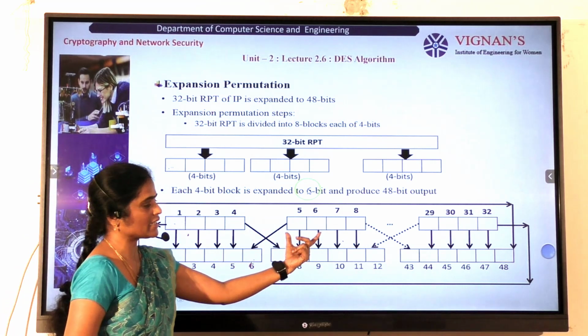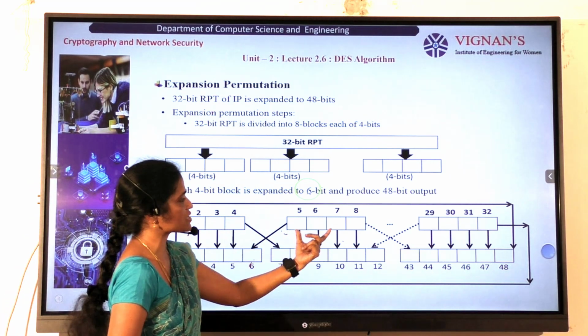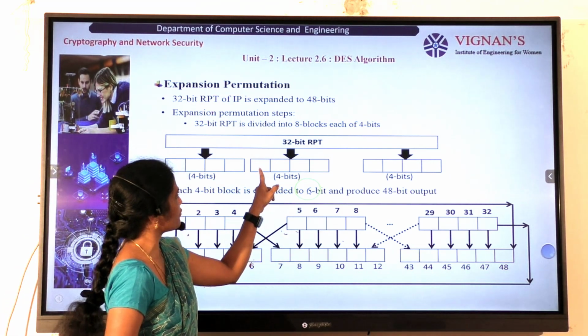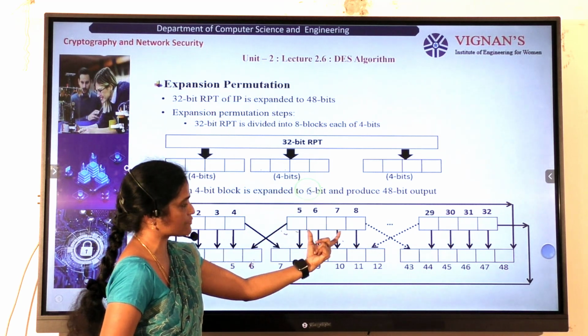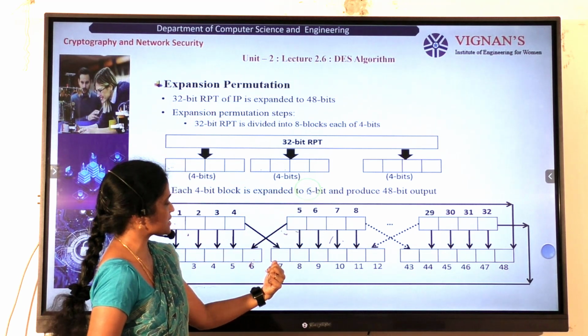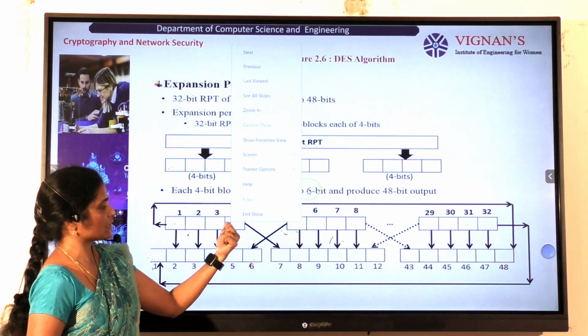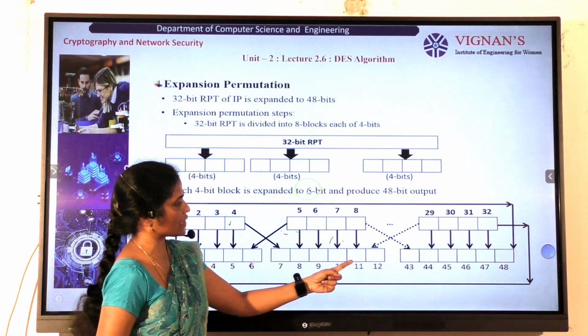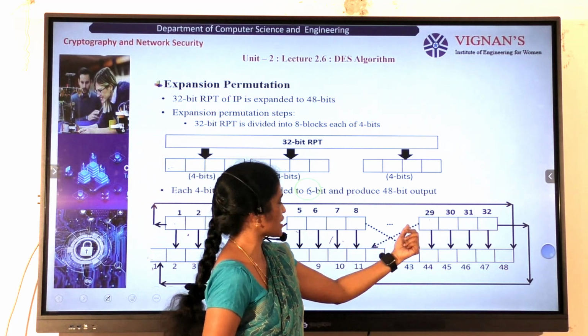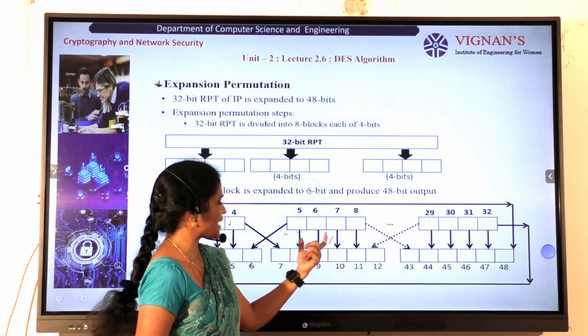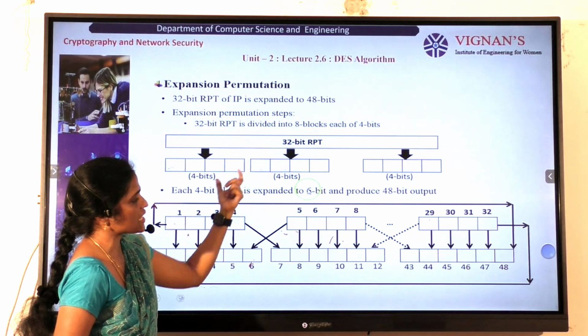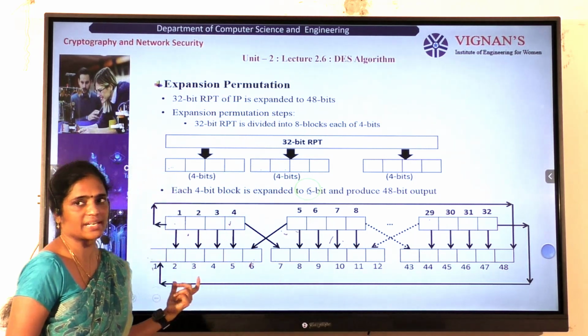The second process is also the same. See here, these 5, 6, 7, 8 blocks are transferred like this, and the 6th and 7th are the same: whatever the last bit in the previous block is transferred to the 7th bit, and whatever the first bit in the next block is transferred as the 6th bit. Like this, the 32 bits are expanded into 48-bit data.